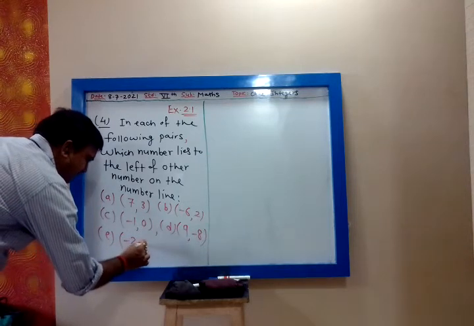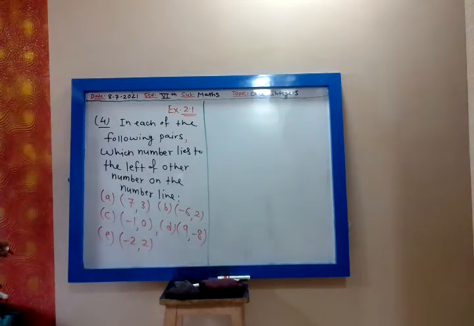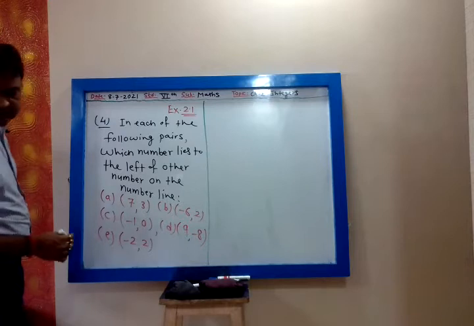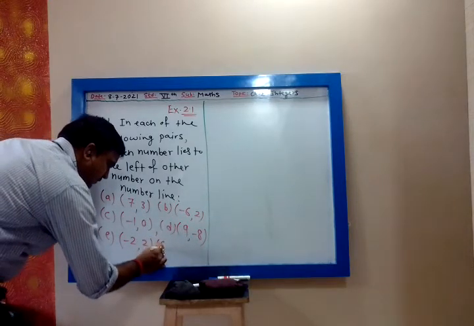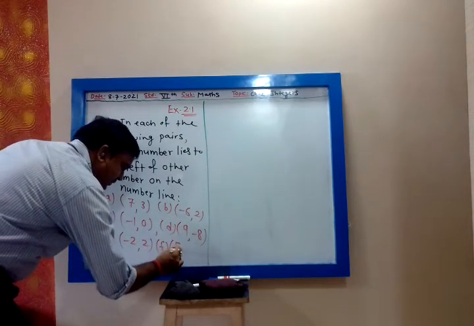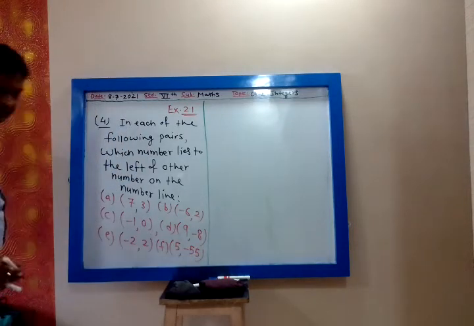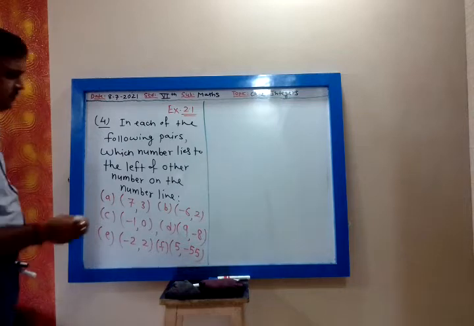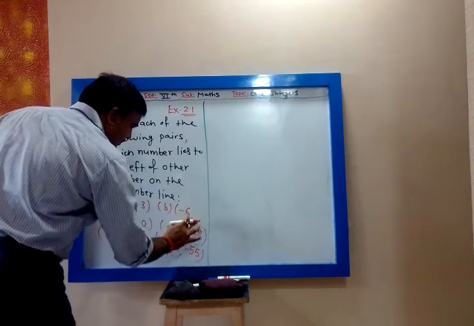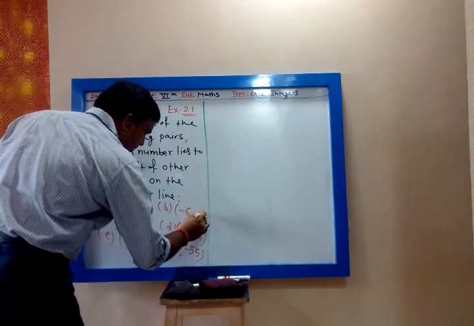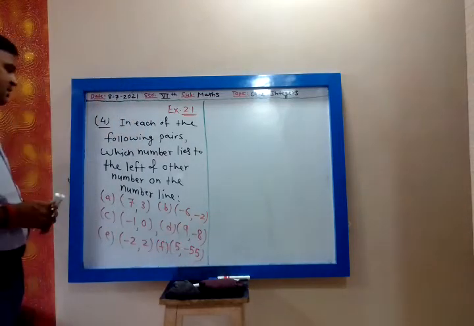Minus 2, 2 and 5, minus 55. Minus 6 and minus 2. Okay, let me write. Minus 6 and minus 2. Which number lies to the left of the other number?